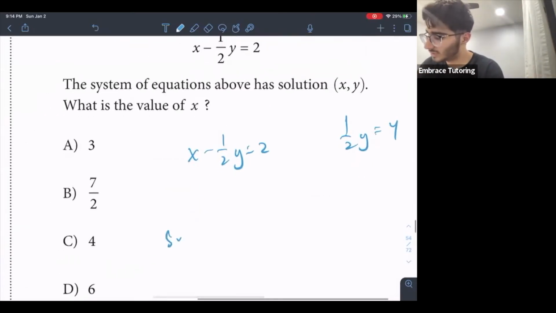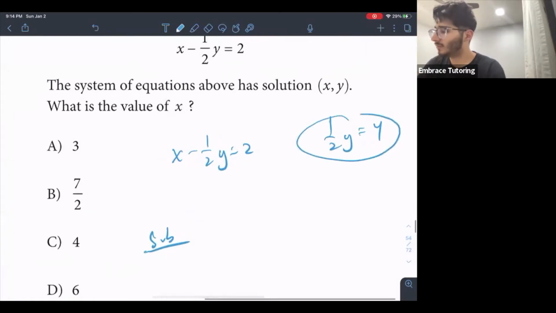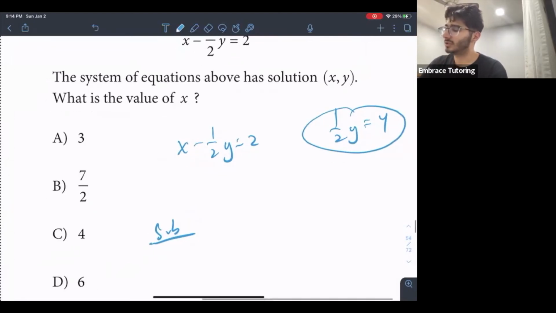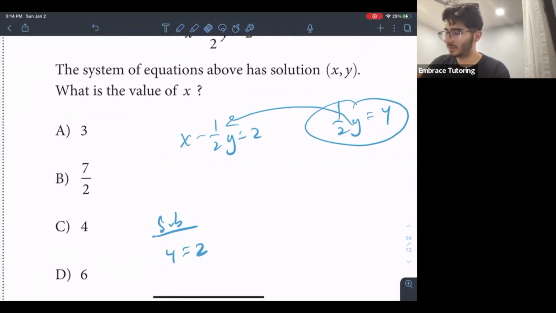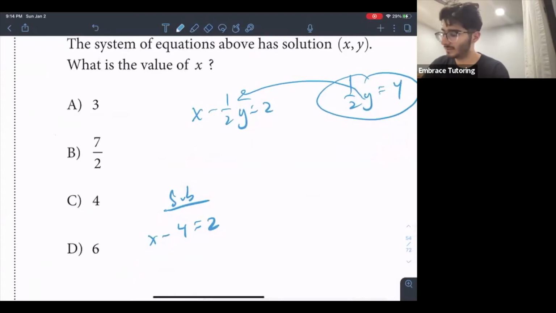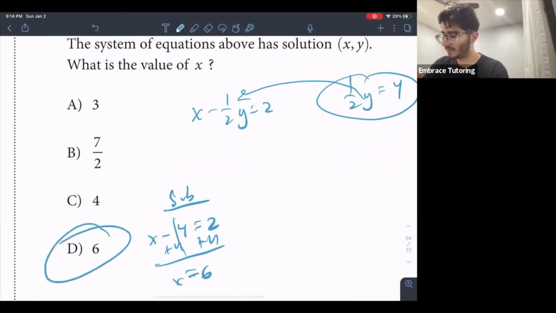If you do substitution, then you realize that 1/2 y is equal to 4, so you could plug that into this equation to get x minus 4 is equal to 2, because they give you that 1/2 y is equal to 4. And then you solve for x, add 4 on both sides to get x is equal to 6. That's one way to solve it, D.